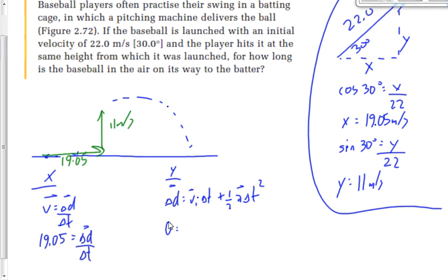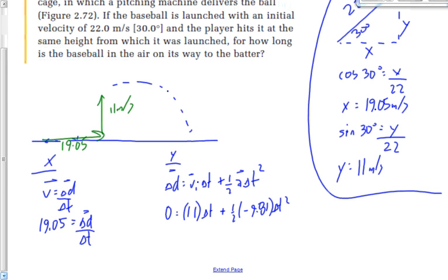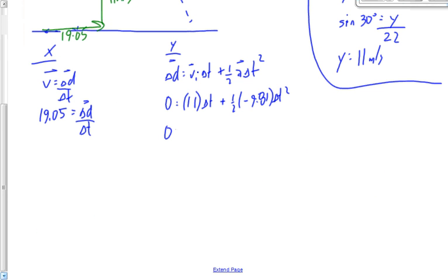Okay, vi for the y component is 11. We don't know what time is. Oh, this is looking a little ugly. Let's simplify this just a little bit before we actually solve it. A half of negative 9.81 is negative 4.905. But we still have t, although it's only one variable, it's in two places. How do we solve for that t?